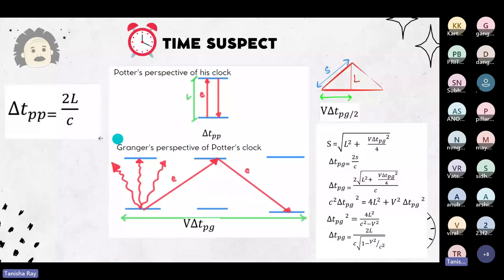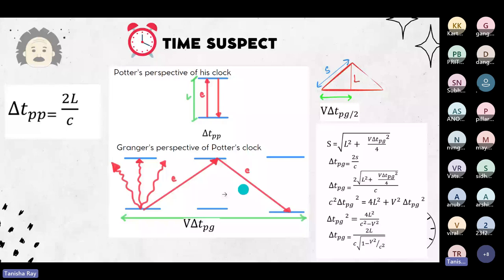It will take 2L by c, because this entire journey has a distance of 2L, and the light is traveling with a speed of c. So the time for one tick in Potter's perspective is 2L by c. Now in Granger's perspective, the distance traveled by the light ray is not at all 2L. It is something more. And what it is, we have to find out by using some basic geometry.